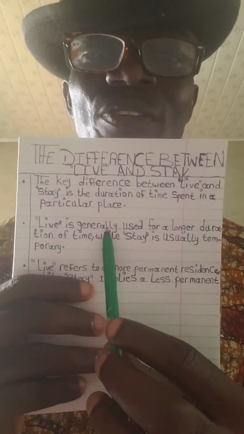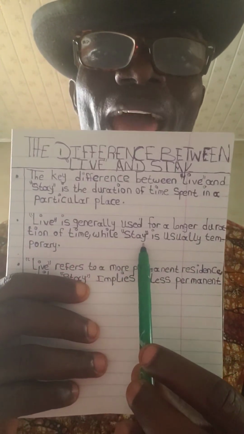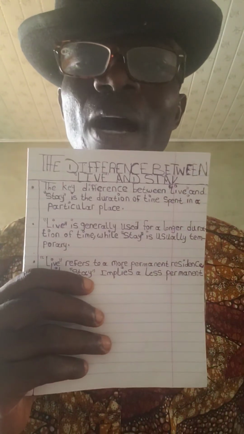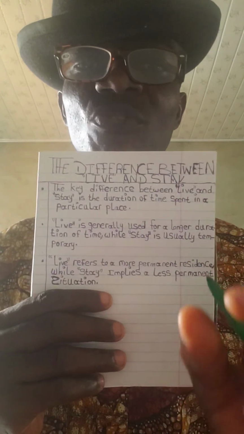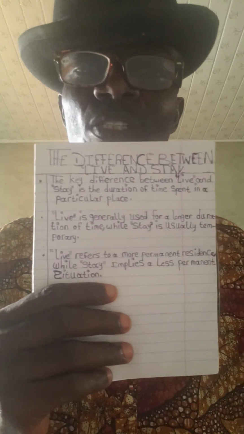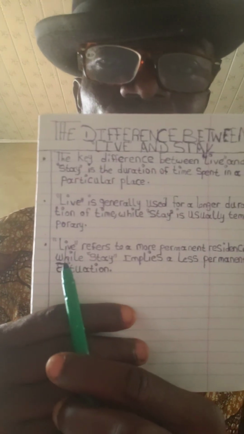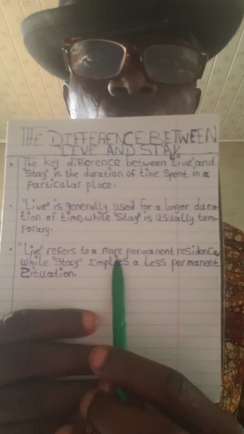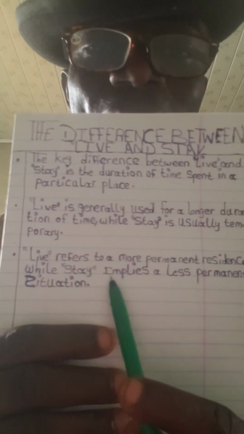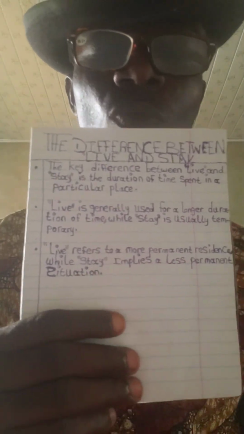Live is generally used for a longer duration of time, while stay is usually used in a temporary place where you stay for a short period of time before you go back to your abode where you live with your family members. Live refers to a more permanent residence, while stay implies a less permanent situation. What do we mean by that?